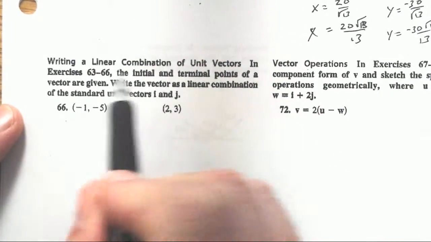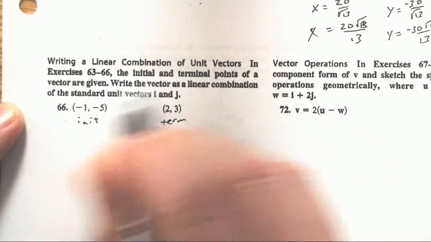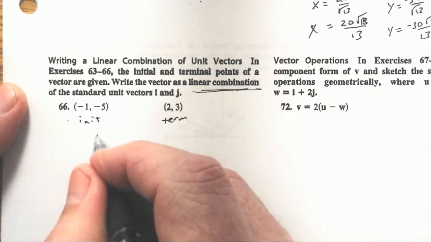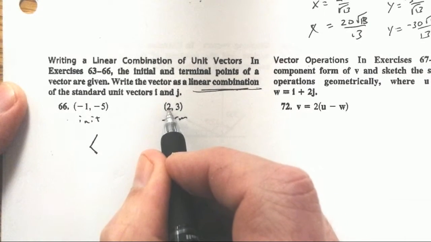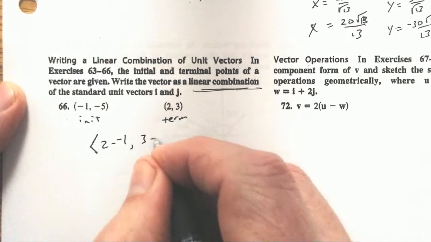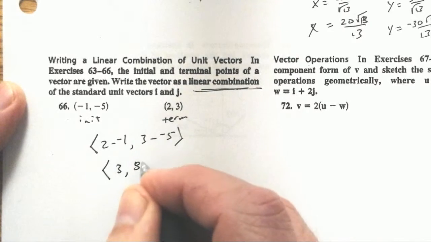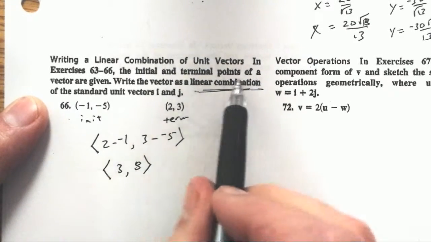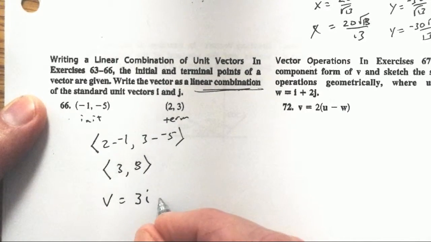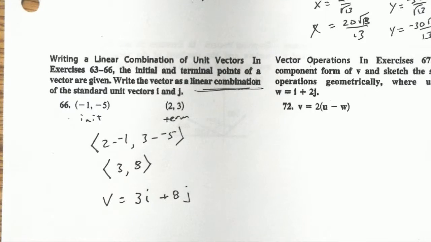Writing linear combinations of the vectors, the initial point and the terminal point are given. Write the vector as a linear combination, that's our i's and j's. Well, component form, we would say terminal, we ended at 2, minus we started at negative 1. Y's, we ended at 3, minus we started at negative 5. Therefore, in component form, we're 3, 8, which means they didn't tell us what to call the vector, so I'm calling it v. Vector v is 3 steps to the right plus 8 steps to the left. Excuse me, 8 steps up. My mistake.